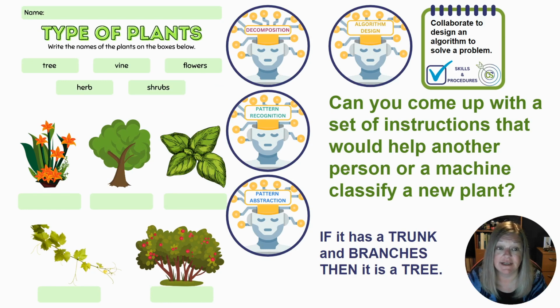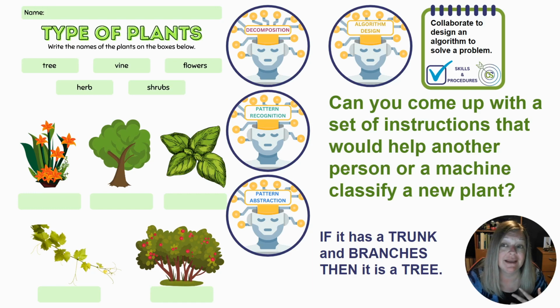We can have conversations about what makes them the same. If we're looking specifically at this type of sort, now labeling plants according to these titles, we can have conversations about, okay, so how do we know that that is a tree? Can we come up with a set of instructions that would help a person who doesn't know what these things are sort them just by looking at the pictures and seeing what our conditions are? Could we create a program that a machine could use to identify if these are vines or herbs or shrubs?